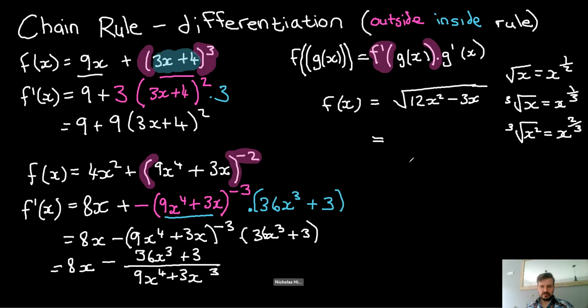Okay, so we're going to write this 12x squared minus 3x to the half. And now we're going to go ahead and do our chain rule. So let's use pink. So we're going to do outside first and inside second. And so we have equals a half.